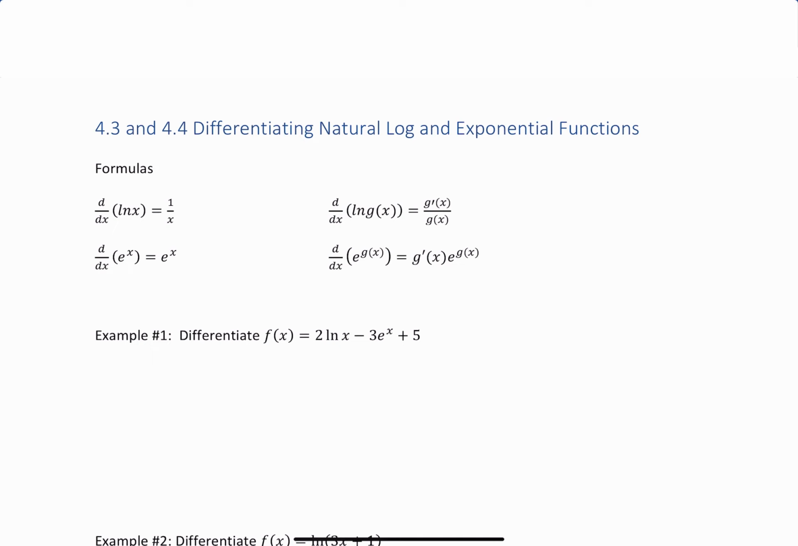The basic ones are just the plain old derivative of the log and exponential functions. So this tells us the derivative of the log function is 1 over x, and the derivative of the e to the x function is itself, e to the x.